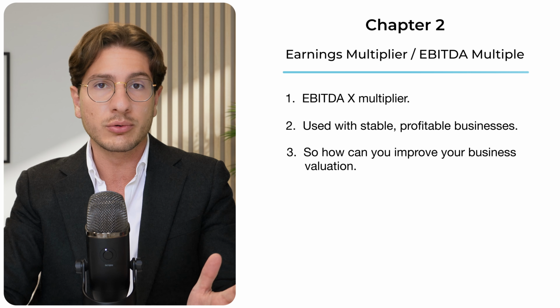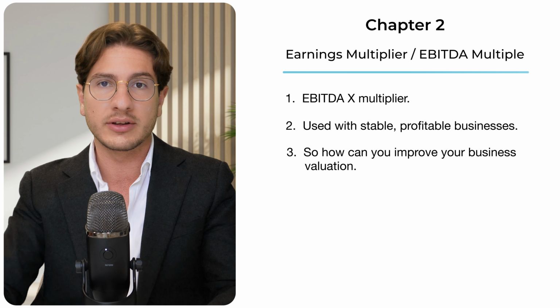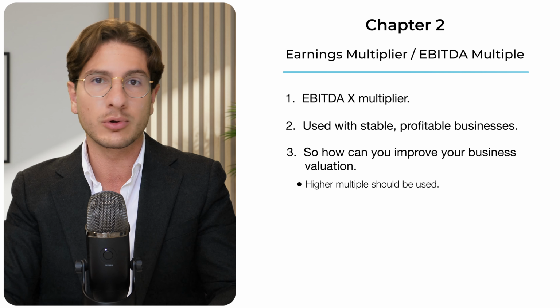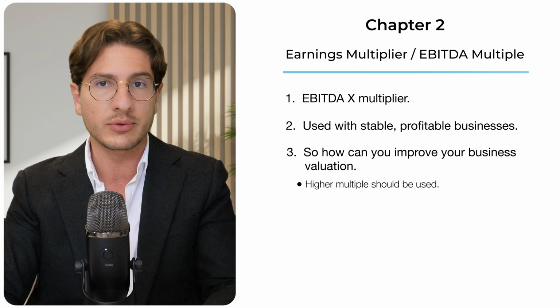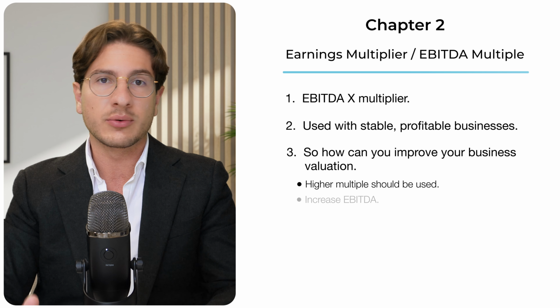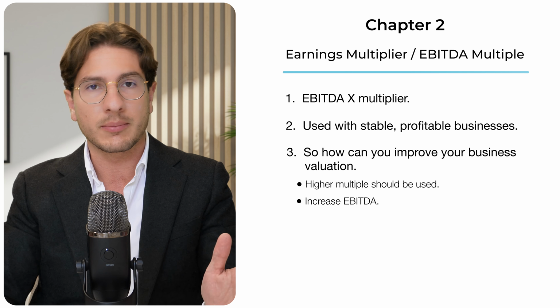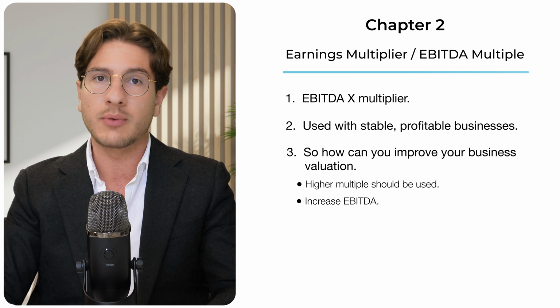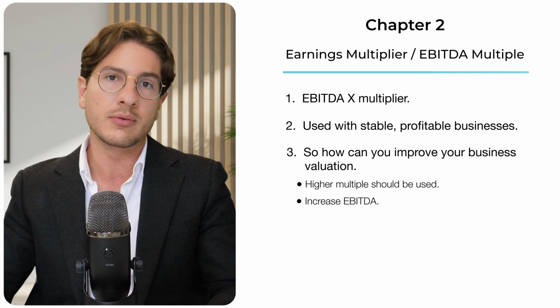So how can you improve your business valuation under this method? First, you can try to argue with the buyer that a higher multiple should be used for whatever reason. Secondly, for example, you can try to increase the EBITDA by, for a period of time, not running costs that you might typically run through the business, but don't need to be run through the business.